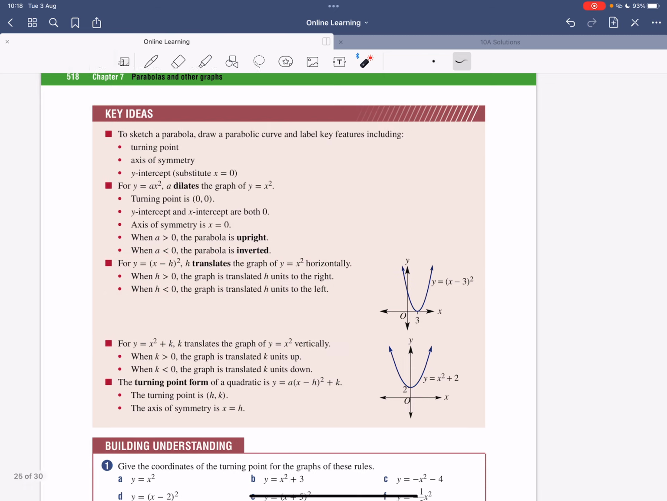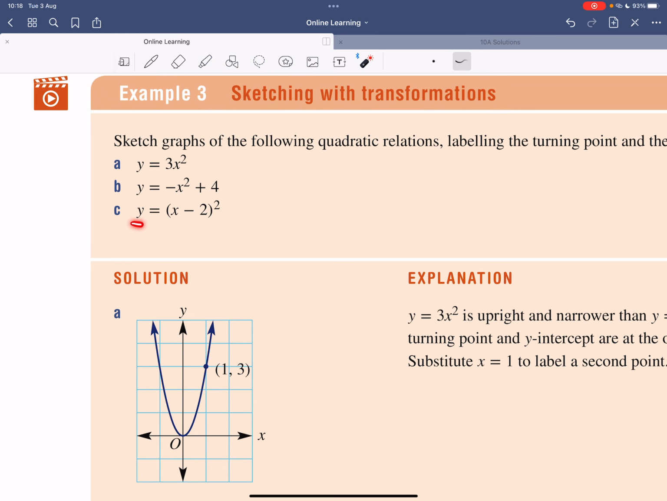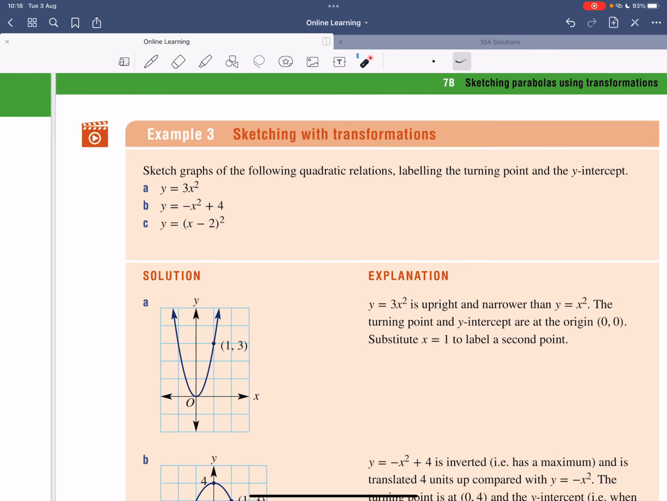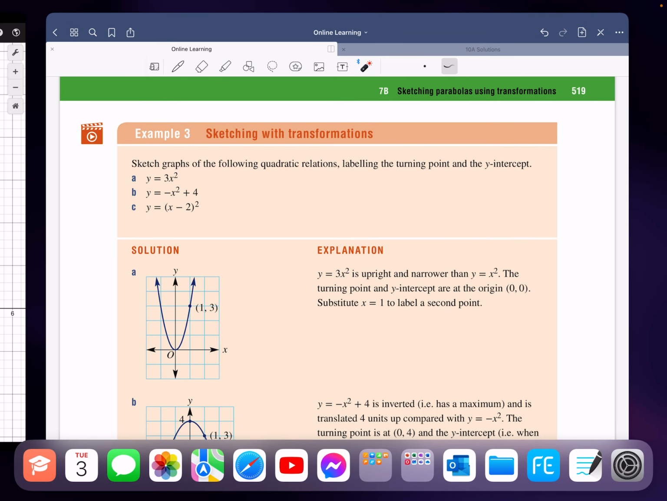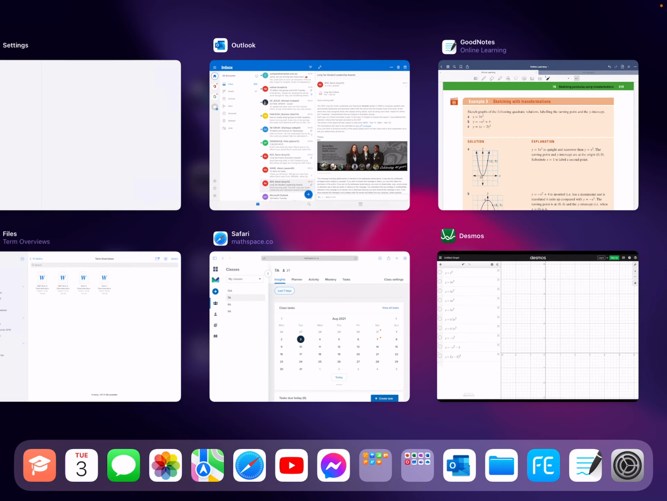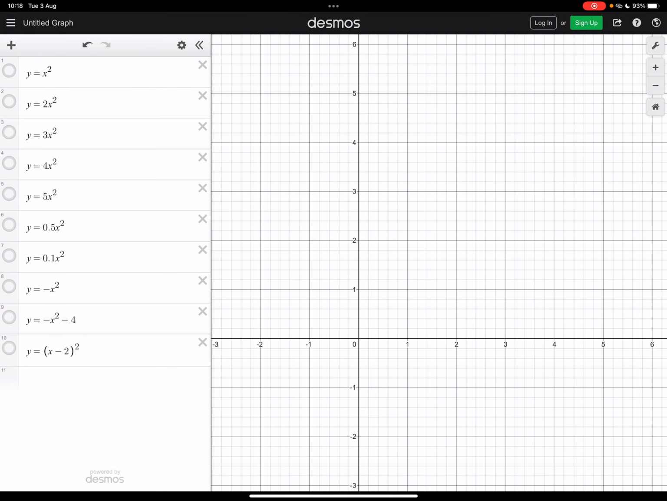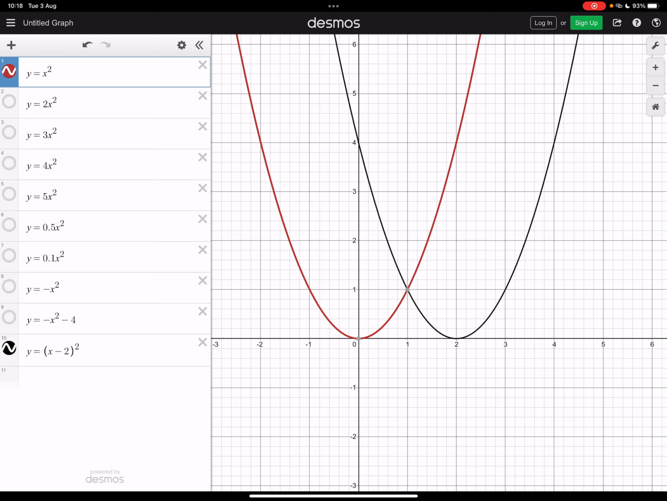But we'll look right here. We're going to have a look at the specific example for question C. Let's see what it does. So y equals (x minus 2) squared. There it is. Now, I'll get rid of it. There's y equals x squared there. Now we can see, what does this do? You can clearly see it's the same shape. The only thing is it's just been shifted to the right.